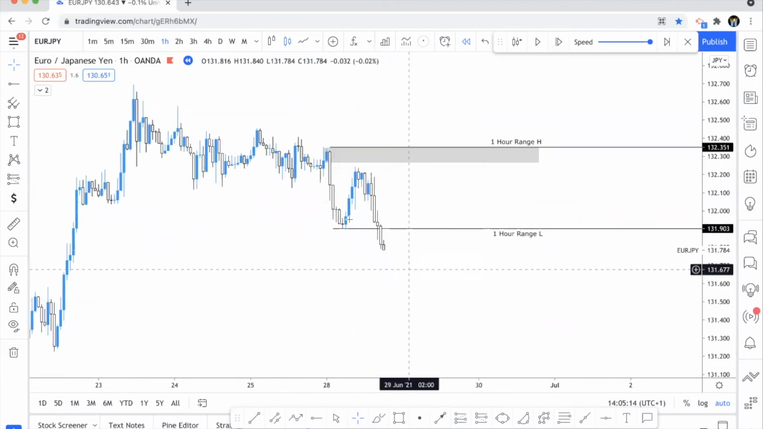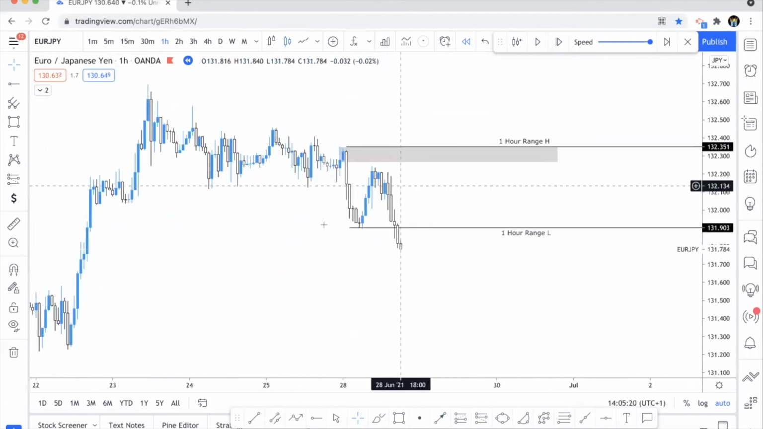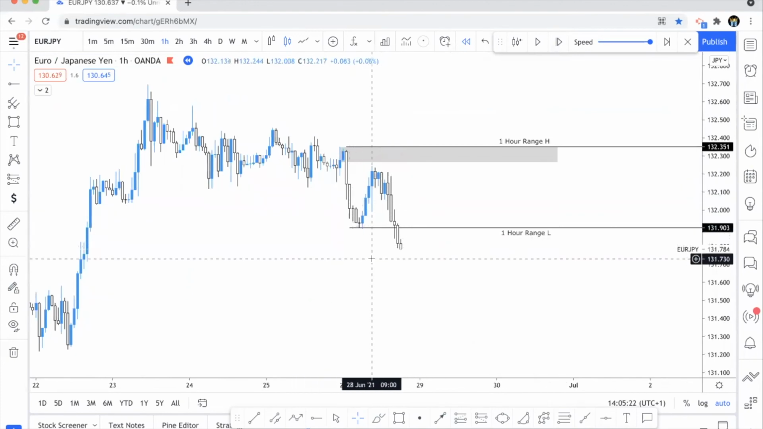Okay, so guys, I hope you understand how to use ranges. They're very simple, very effective. It simply shows you where the direction of the market is, so you're not trading against the market. It's just market structure.